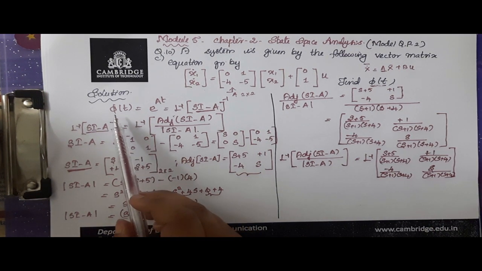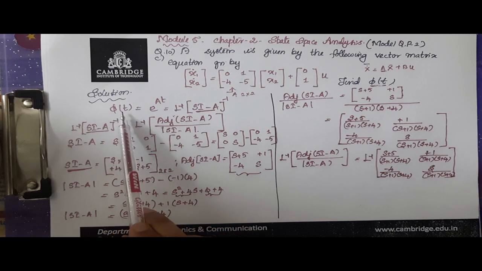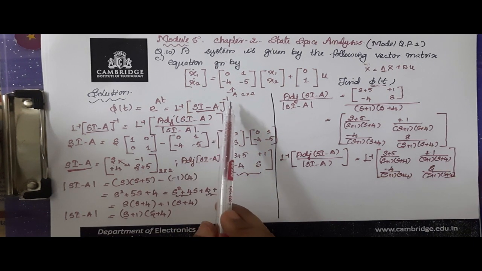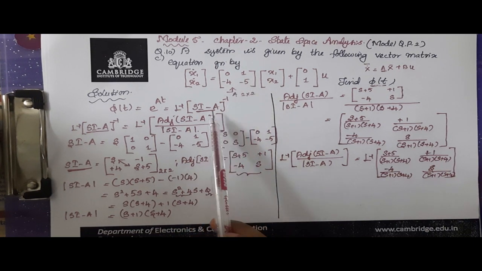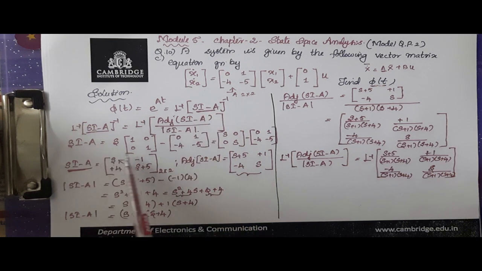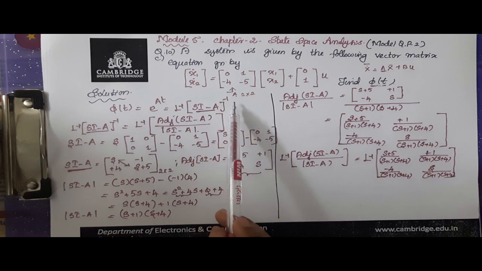I will repeat once again, students. We are supposed to calculate the state transition matrix phi of t, which is given by L inverse of SI minus A, the whole inverse. The matrix A is given in the question, and I represents the identity matrix. So first let us represent SI minus A. Once after representing SI minus A, the next step is to find SI minus A, the whole inverse.